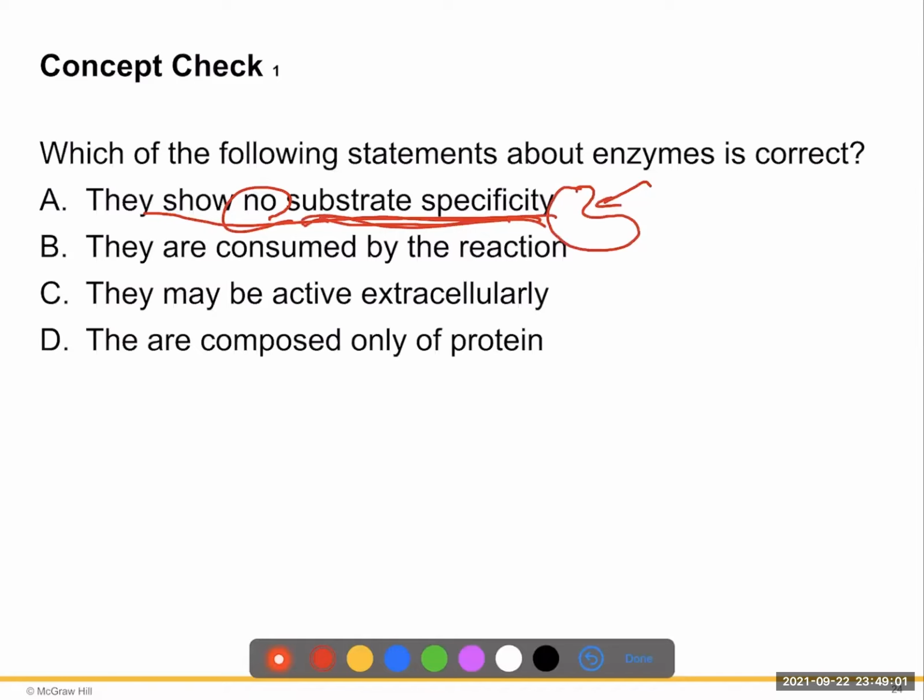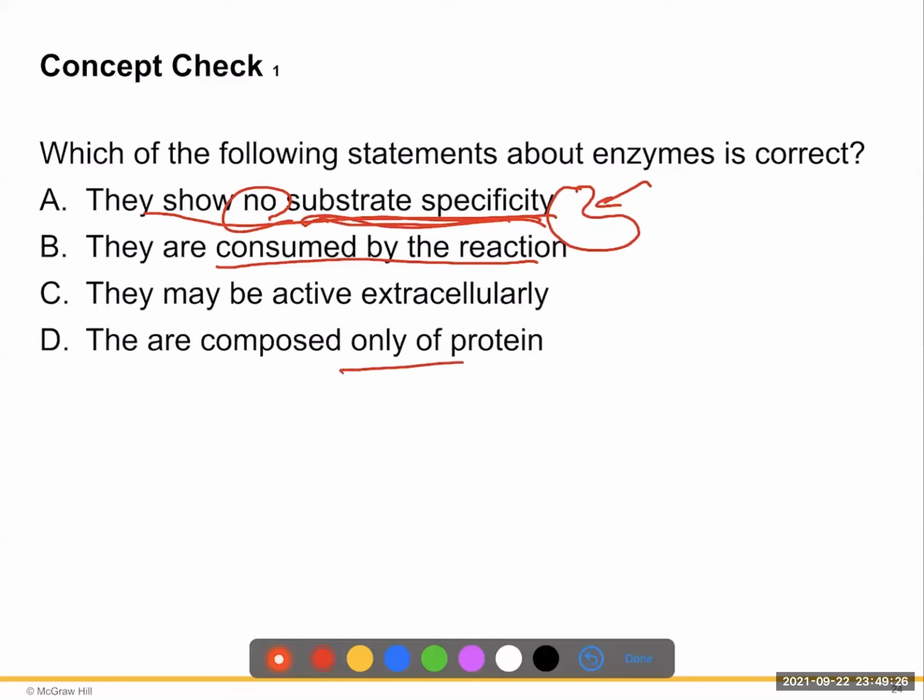Okay. Consumed by the reaction? Nope. Remember, by definition, an enzyme is a catalyst. It cannot be consumed by the reaction. It has to be regenerated. Enzymes have two properties. It's just like a catalyst in chemical reactions, like in chemistry. They speed up the reaction to make it a lot faster and allow it to occur at lower temperatures in the human body. And they're regenerated. They always get recycled.